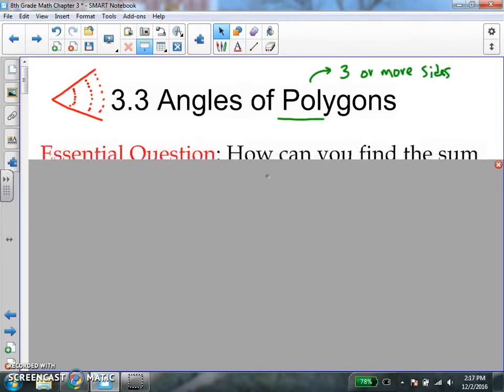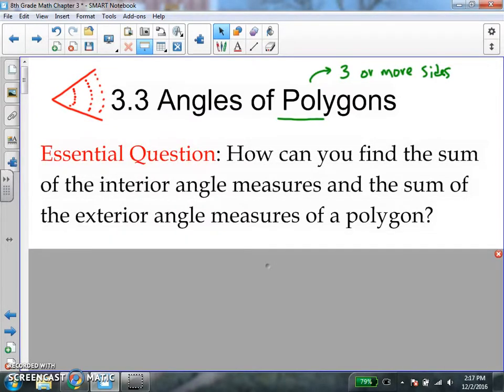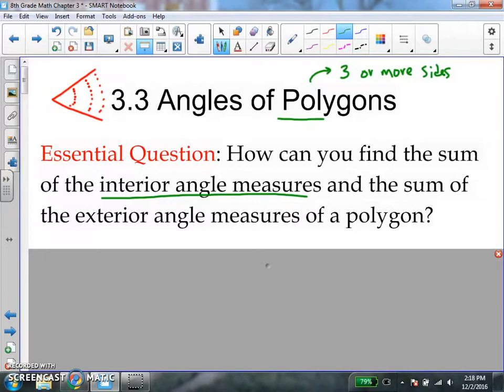First, in your notes, make sure you have your name, date, chapter and section title. Then you'll see the learning target has a few fill-in-the-blanks that I want you to be able to do by the end of this section. By the end of the section I can find, in our essential question, the sum of the interior angle measures, so the angles on the inside of our polygons, and also the sum of the exterior angles, so the angles that are formed on the outside of our polygons.